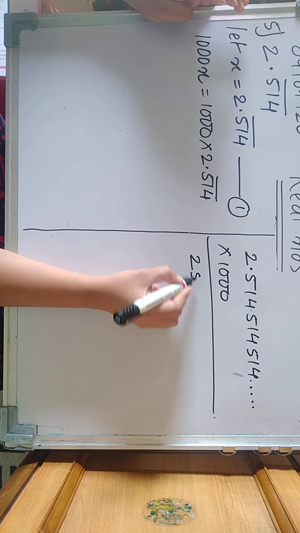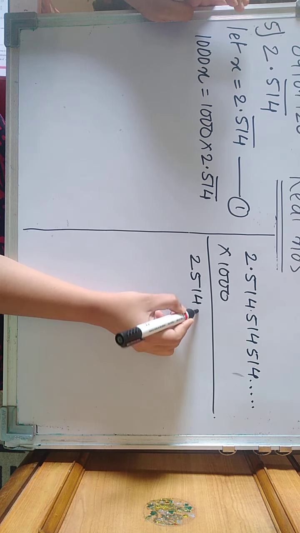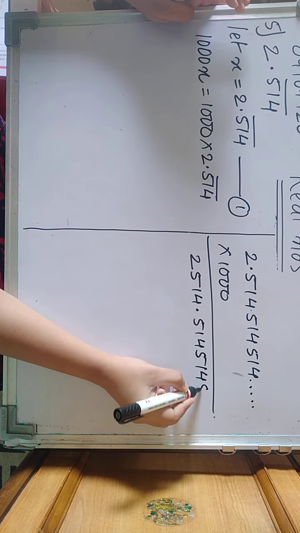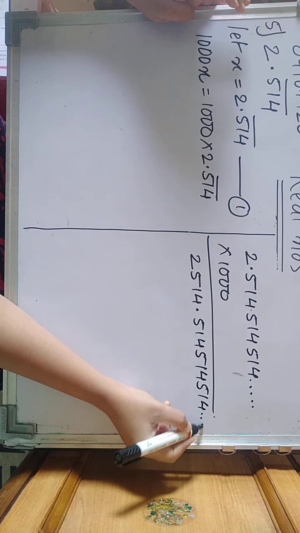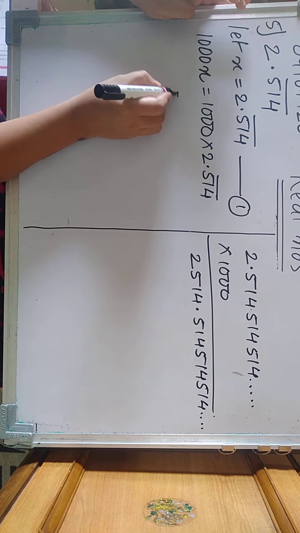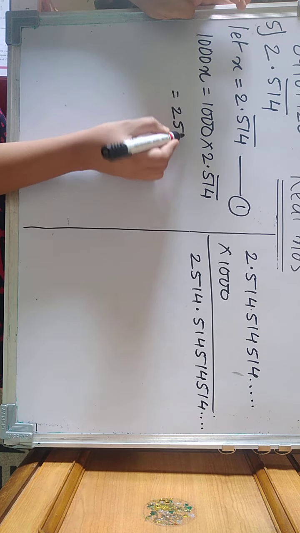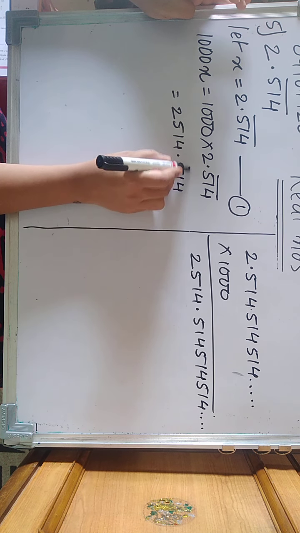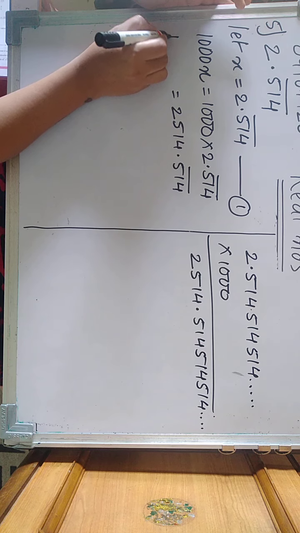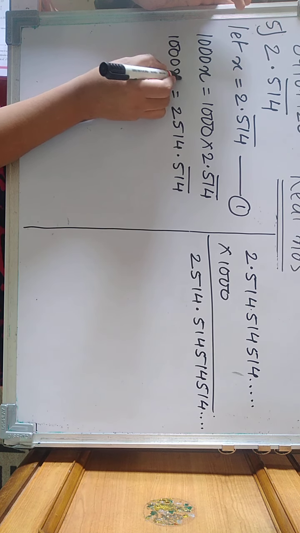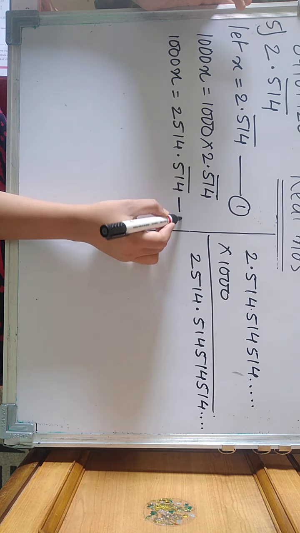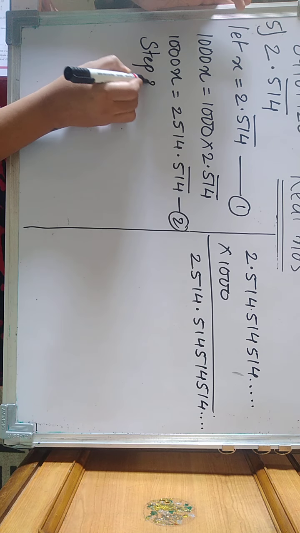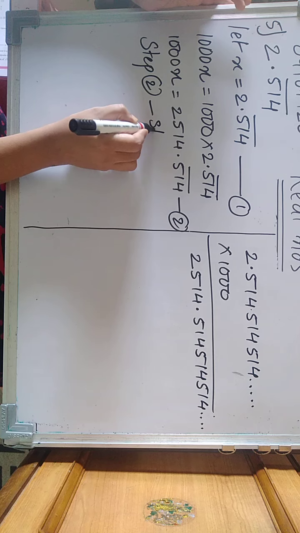So the answer is 2514.514, 514, 514 and so on. So the answer will be 2514.514 recurring. This is the answer of 1000x. Okay, call this step number 2. Now you have to do step 2 minus step 1.